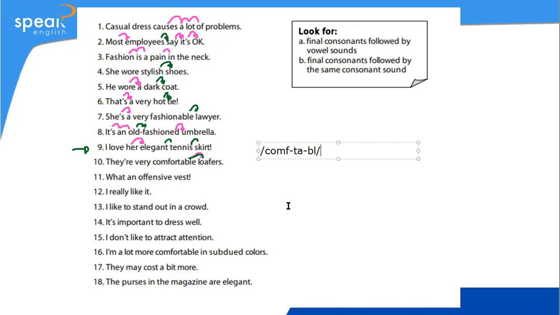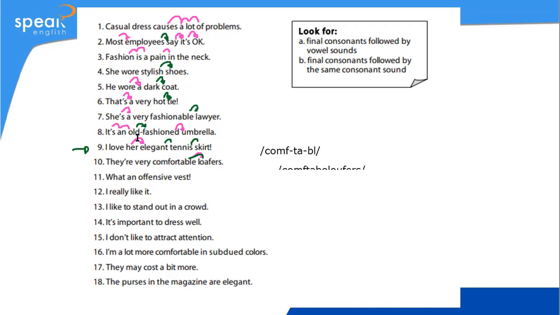Comfortable loafers. Like, they are very comfortable loafers. Very good. Comfortable like this. Loafers. Like this. One more time. They're very comfortable loafers. One more time. They are very comfortable loafers. Very good.